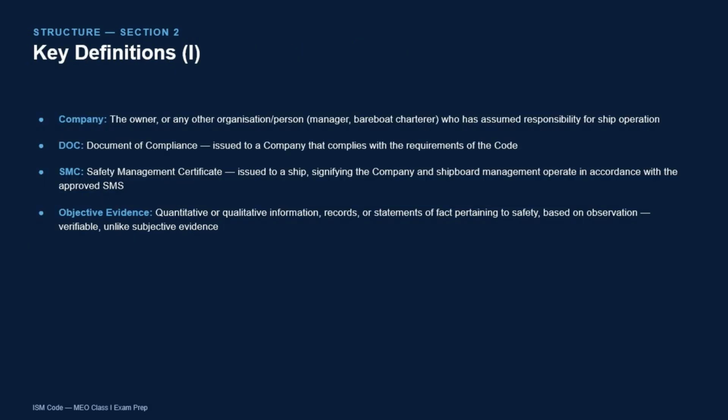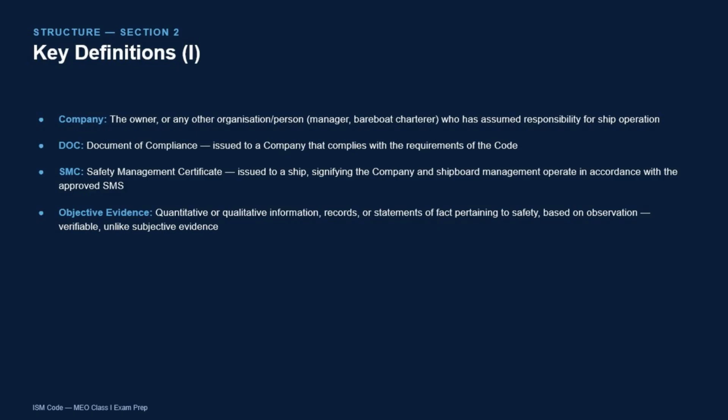Slide 11. Key Definitions, Part 1. Let us now understand some important definitions. The term company refers to the owner or any organization or person, such as a manager or bareboat charterer, who has assumed responsibility for operating the ship.